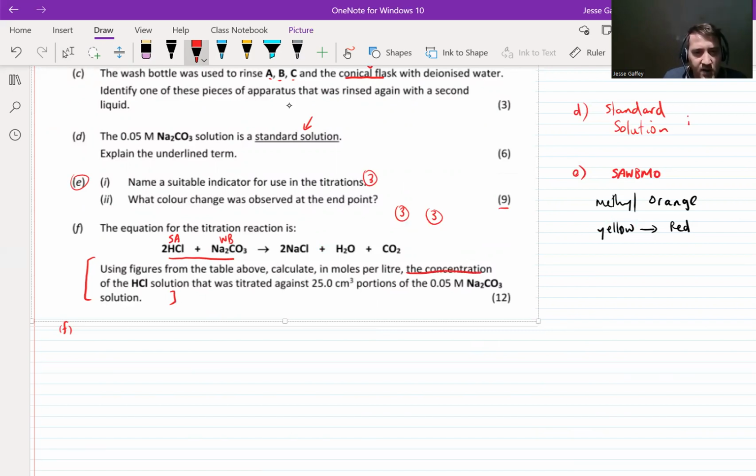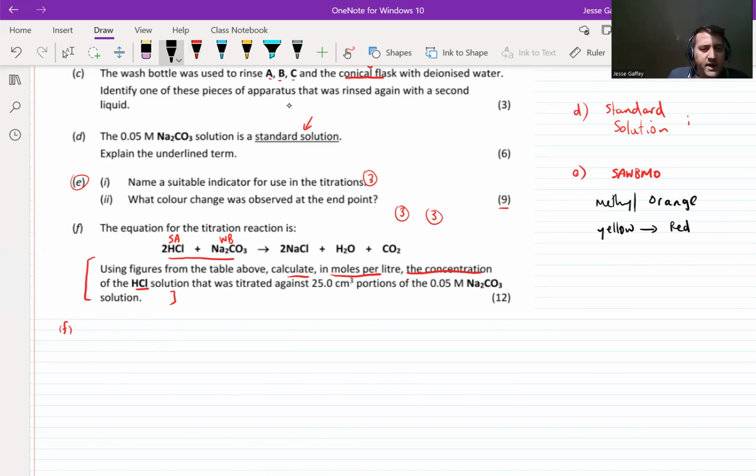So calculate the concentration in moles per liter of the HCl solution. So pause the video and do that now, please. All right, the answer that you should have got here was 0.11 moles per liter of HCl. So well done if you got that, then you know you did it right. If you didn't get that, then stay tuned and we're going to step you through it and get you to have another go at it.